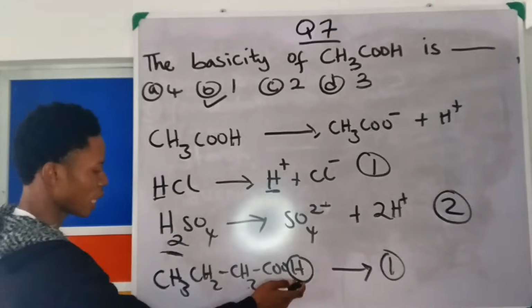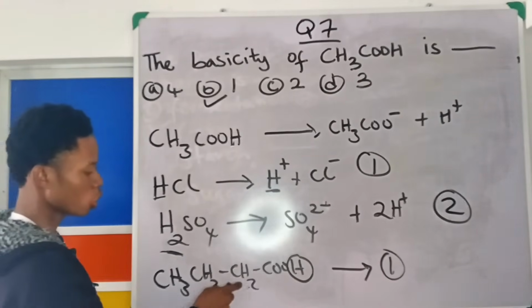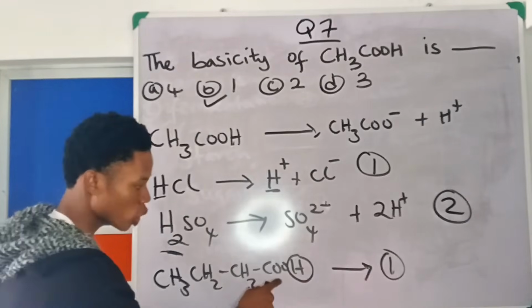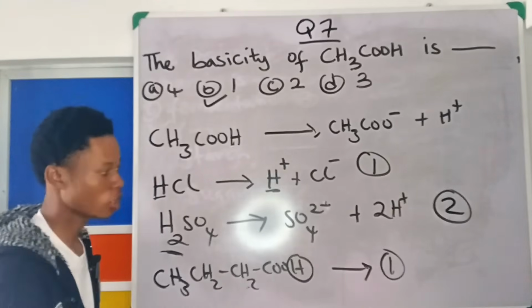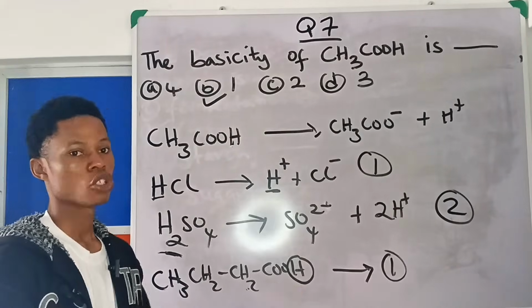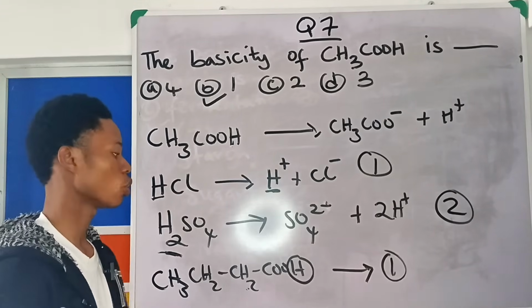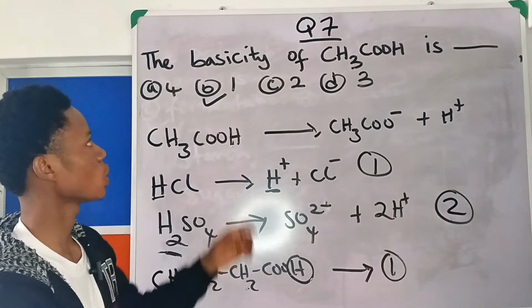Anytime you have an organic acid like this, CH3, CH2, like that, any one, and it ends with COOH, it is only this H that is connected to COO that can be given off. So anytime you have an acid having this COOH functional group, just know that the basicity is 1, because it's only this hydrogen that can be given off. All right, so basically 1 is the answer to this question.